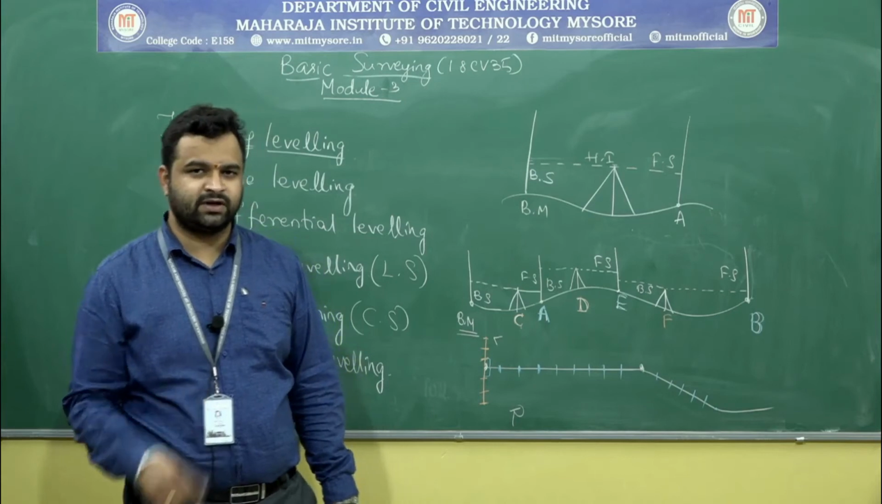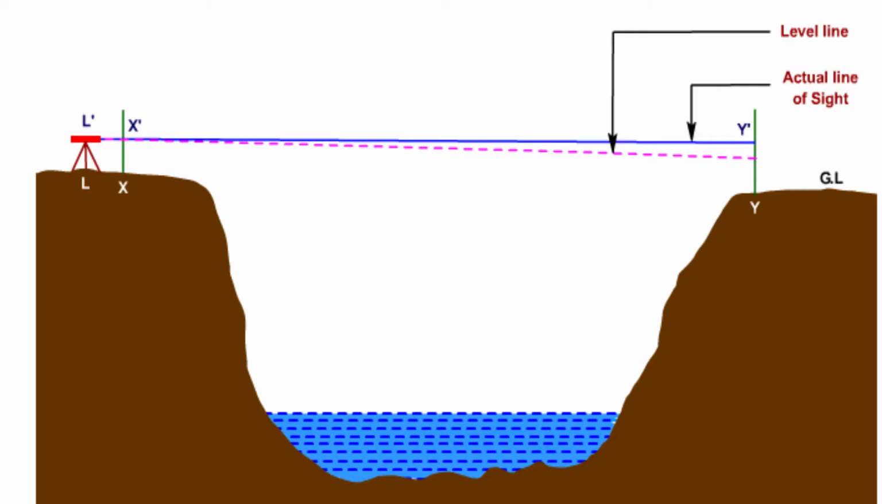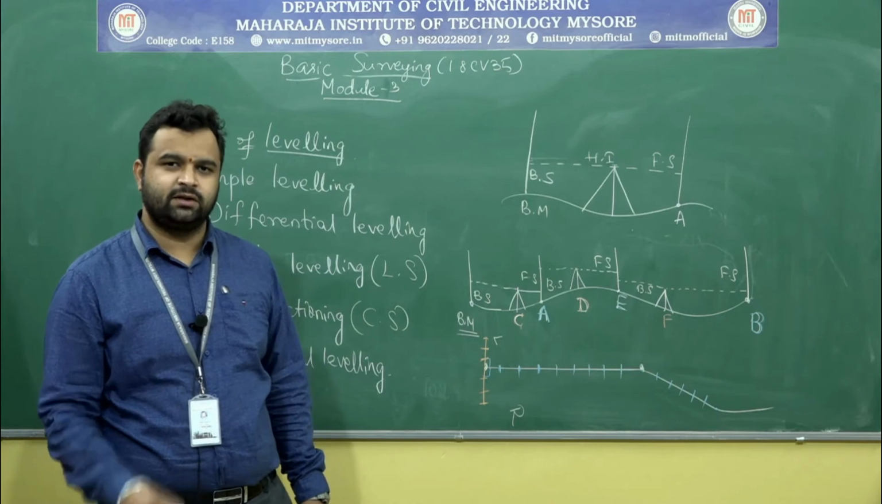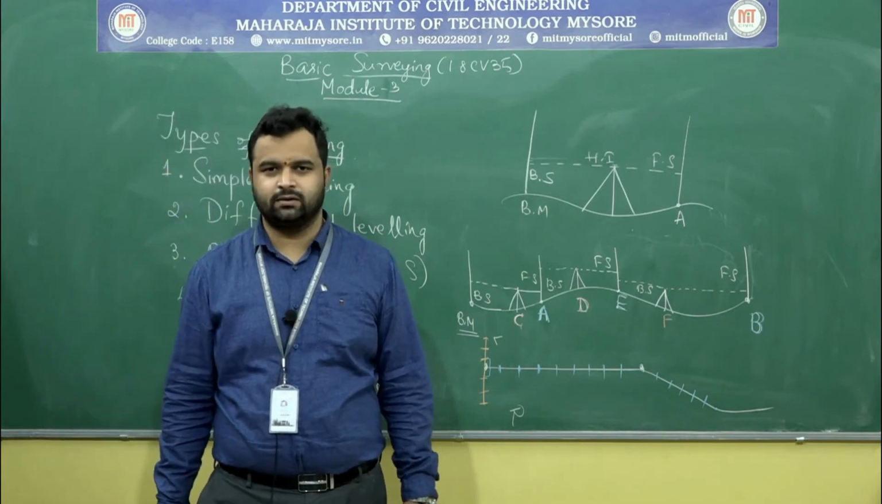Okay, let me give you an example. If leveling across an obstacle like a river is required, then we can adopt reciprocal leveling. So, when you have an obstacle like a river and you are asked to determine the differential elevation between either sides of the river bank, then you have to adopt reciprocal leveling. Okay.